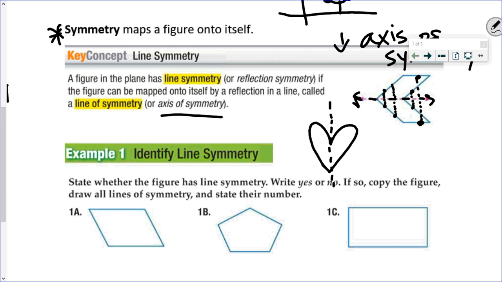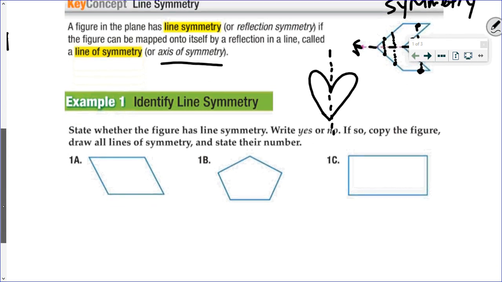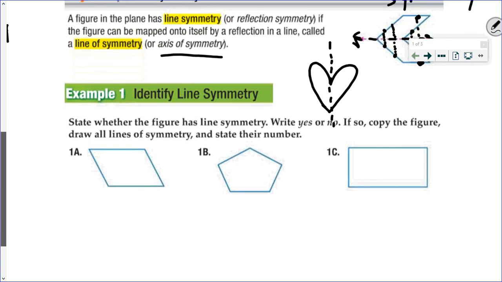So, identify line symmetry. State whether the figure has line symmetry, yes or no. If so, copy the figure, draw all lines of symmetry, and state their number. So we want to know how many lines. It is possible that we have multiple lines of symmetry.